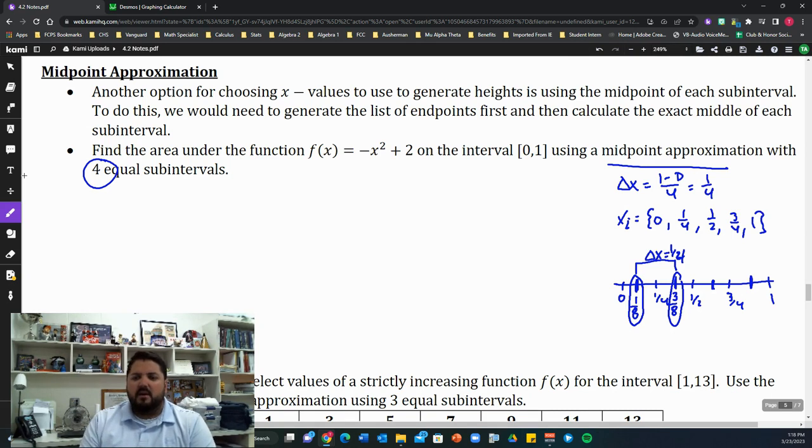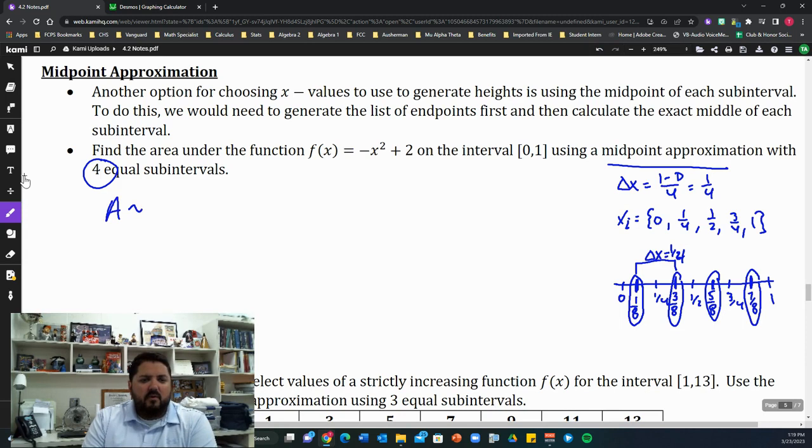So if I know that, I'm just going to keep adding a 4th, or adding 2/8 in this case. So that'll take me to 5/8 and then 7/8. So those are my 4 midpoints. Those are the values of x that I'm going to use to substitute into the function to generate the height.